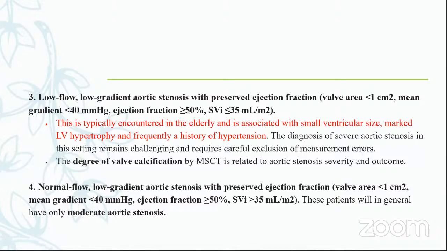The fourth one is the normal flow, low gradient aortic stenosis with preserved ejection fraction, in which the area is less than 1, the mean gradient is less than 40, the ejection fraction is more than or equal to 50, and the stroke volume index is more than 35. This is called moderate aortic stenosis.